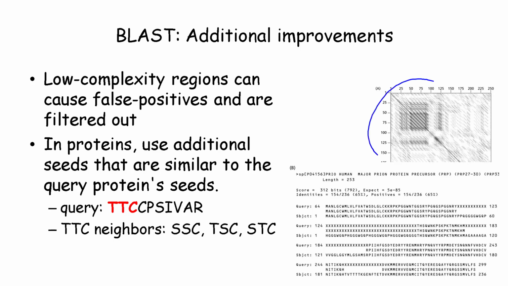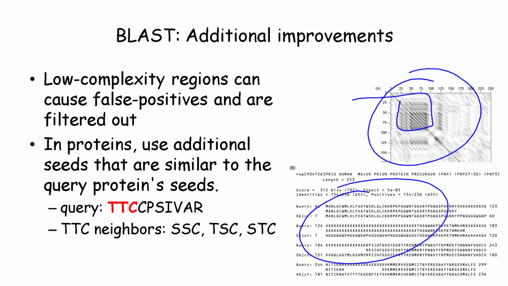Low complexity regions can be visualized in a self-dot plot, where they would appear as a band of gray-black region. When BLAST shows us the alignments containing these low complexity regions, it may replace these regions with X's to indicate that they were not considered part of the alignment search and scoring.